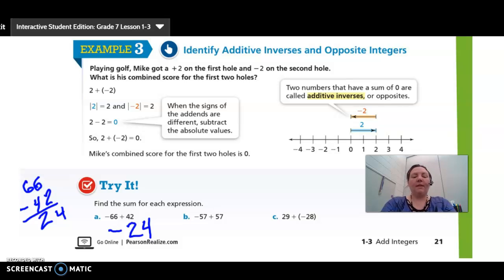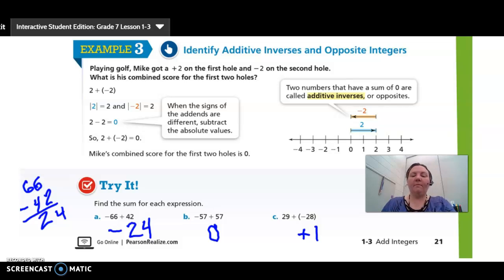In letter B, I have negative 57 plus 57. Well, that's a 0 pair or an additive inverse. These two numbers are exact opposites, so my answer is going to be 0. And in letter C, I have $29. I'm going to spend $28. I will have a positive $1 left.